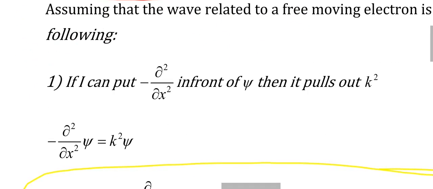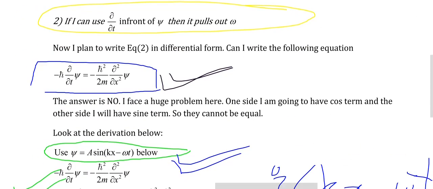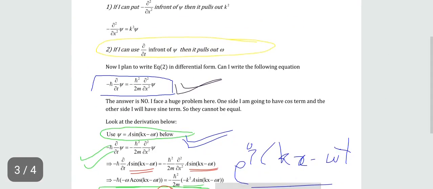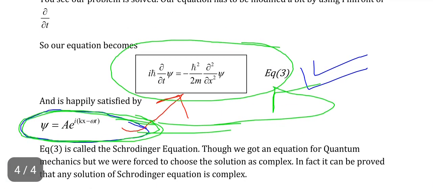initially used psi in the sine form, but this didn't help. Then I moved forward and took psi in the complex form, with slight changes in the basic equation that we took before, and we happily arrived at a beautiful equation, equation number 3, that actually gives me equation number 2, assuming that the solution looks like this.